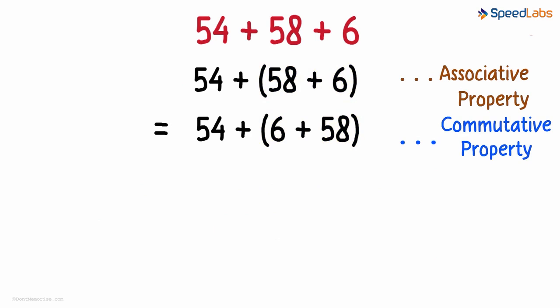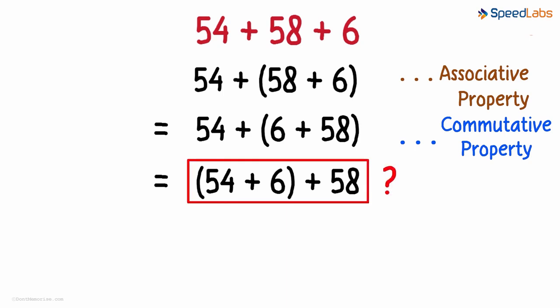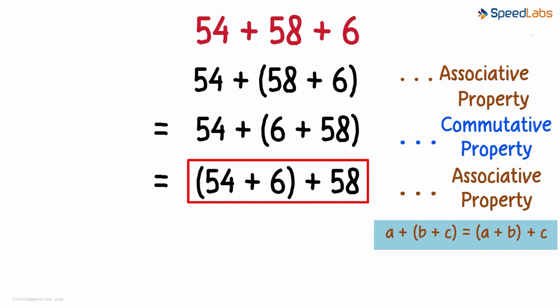Alright then, can we add 54 and 6 now? Wait, we still need to do one more thing before adding this. And that is to put the bracket around the numbers which we're adding. Yes, this is important. So we first put the brackets around 54 and 6. But how could we write it like this? We could write it like this because whole numbers are associative under addition.